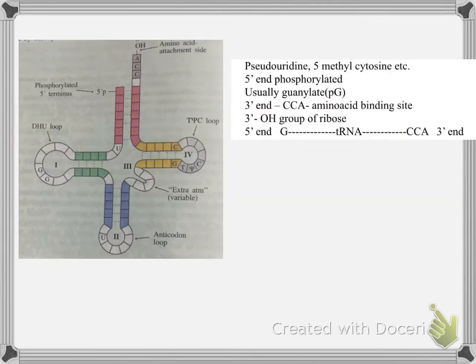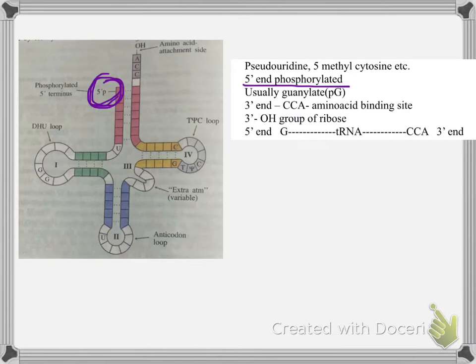The 5' end is phosphorylated. At the 5' end, usually a guanylate residue is present, and that will be phosphorylated.